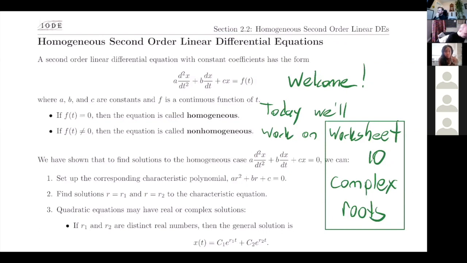The plan for today is to continue working with second order differential equations with constant coefficients. Last time we were working with these types of differential equations, and we were pretty much sticking to the situation where the roots were real. So what I want to talk about today is what the solutions look like when our characteristic equation has complex roots.